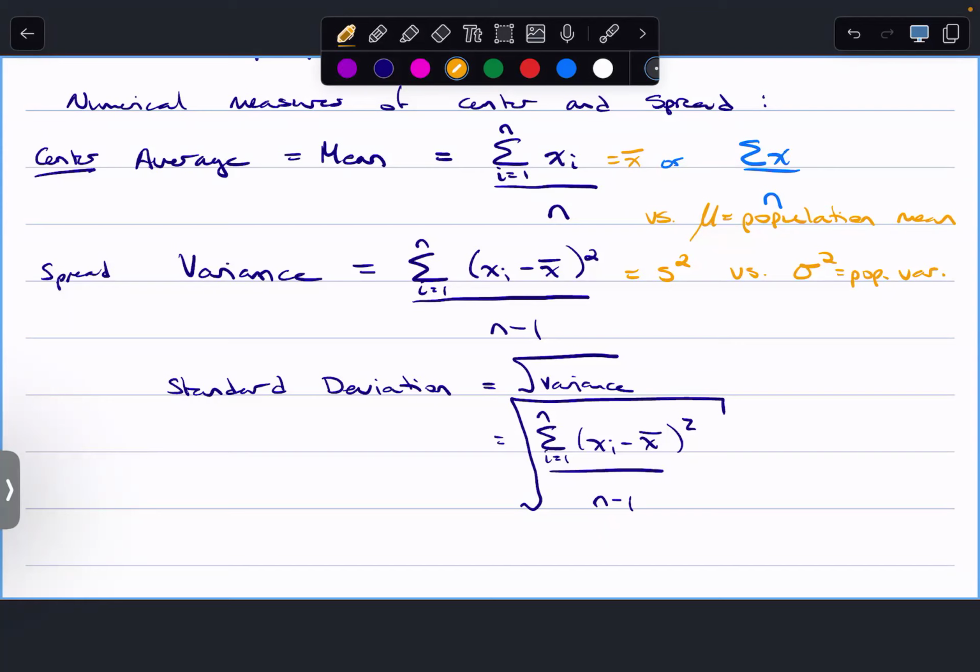Remember, we're going to have these partners in crime, one from the sample that we use as our best guess at what the population version is. So we use X bar, but really we want to learn about mu. We use S squared, but really we want to know about sigma squared, or usually for us, the standard deviation S. Makes sense: if I take the square root of S squared, I get S. Versus sigma, which is the population standard deviation.